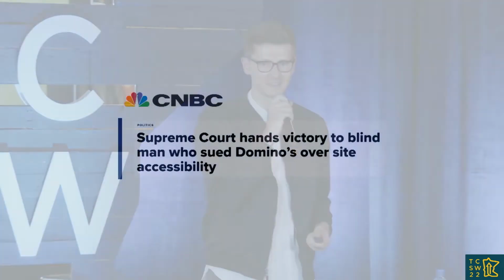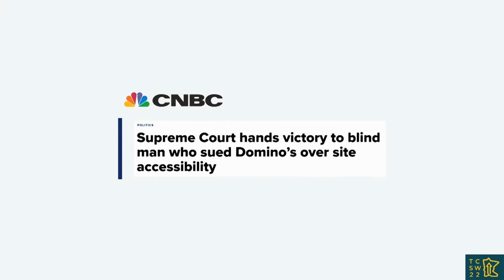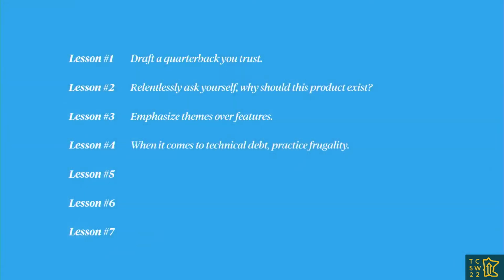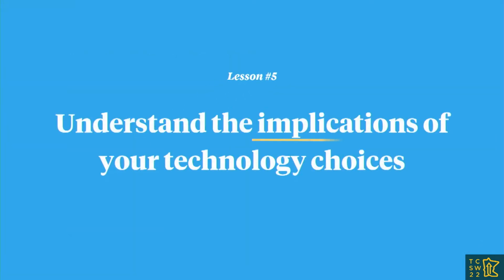And if this isn't convincing enough to ensure that you're not accruing technical debt and you're doing right by your users, know that this is going to be a mandate that slowly gets passed down and coming to you from the courts. So just be aware that this is really important. If you take nothing away, go back and institute some accessibility labels. So that's lesson number 4. When it comes to technical debt, practice frugality. We'll move on to number 5.